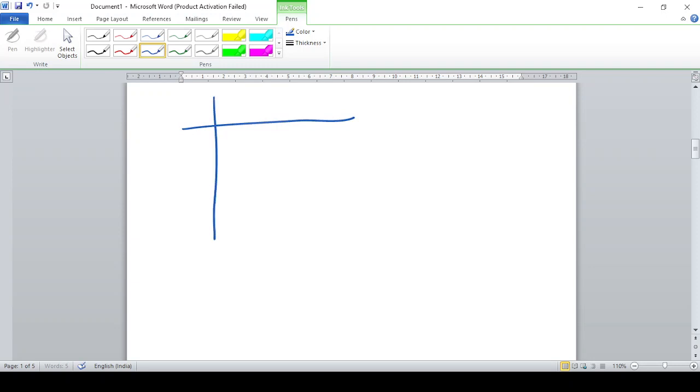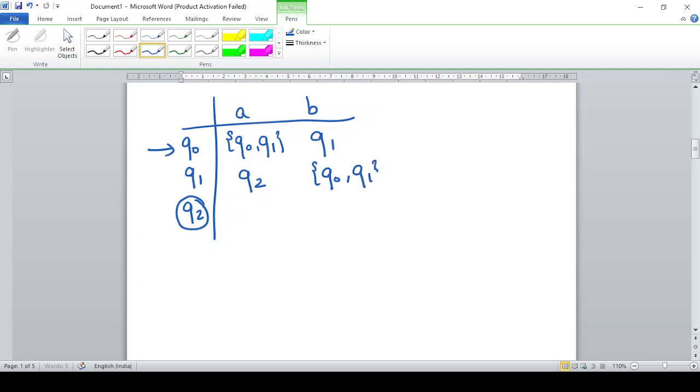Let this table be given to you like this: Q0, Q1, Q2. Q0 is the initial state, let Q2 be the final state. There are two inputs here, A and B. On A: Q0 goes to Q0, Q1; Q1 goes to Q2; Q2 goes to Q0, Q1. On B: Q0 goes to Q1; Q1 goes to Q2; Q2 goes to Q1. Don't worry about how I am writing all these transitions. You already know how to make a transition diagram, and you can convert it into a transition table.